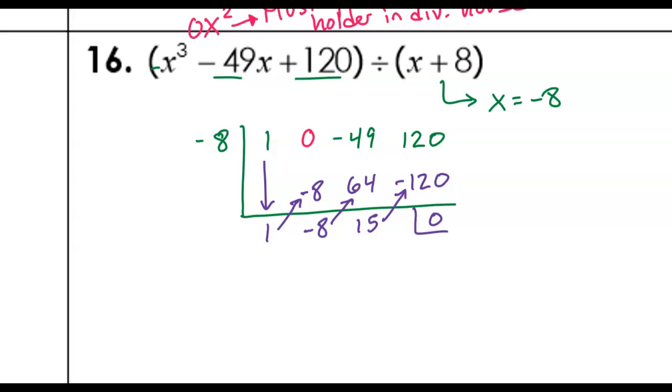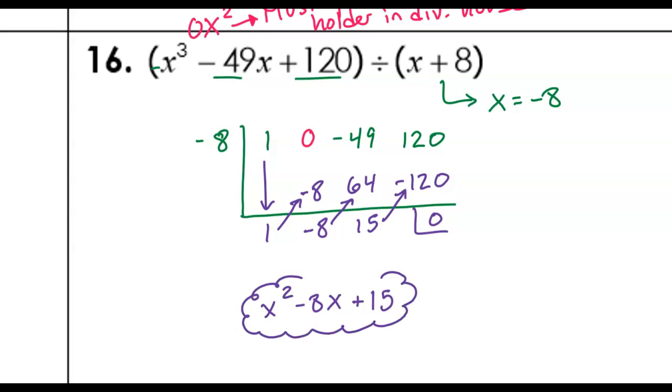So the term in front of my remainder is always my constant. Then the term in front of that is my x. The term in front of that is my x squared. And I'm done.